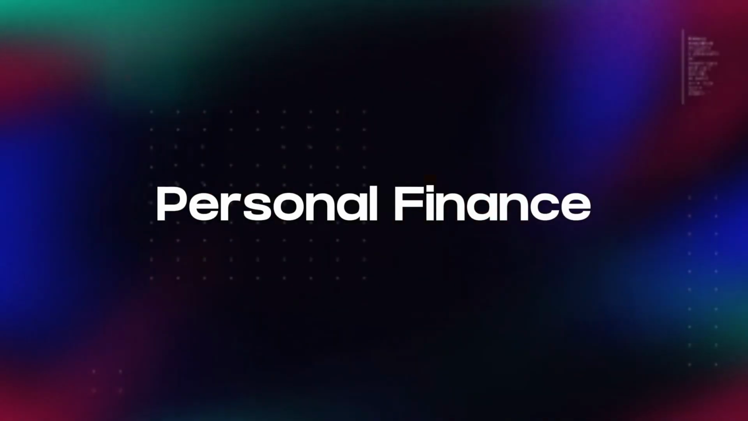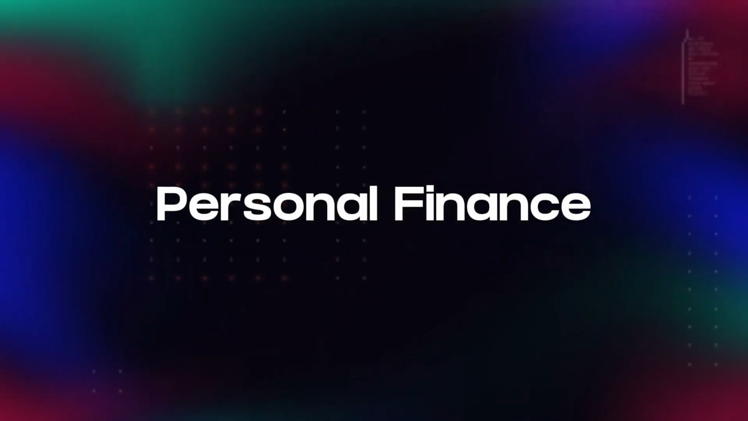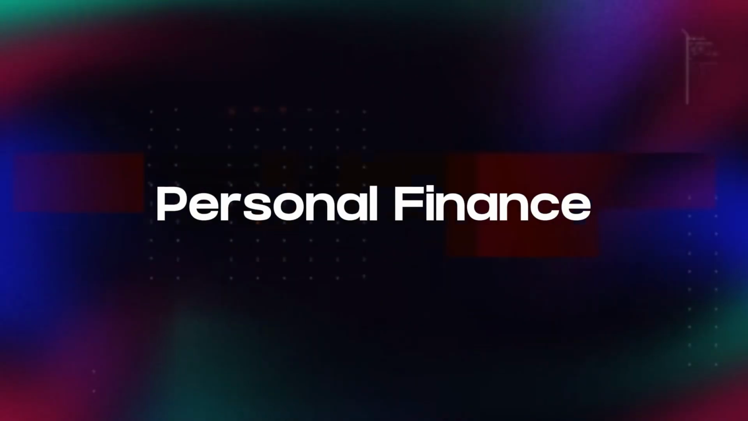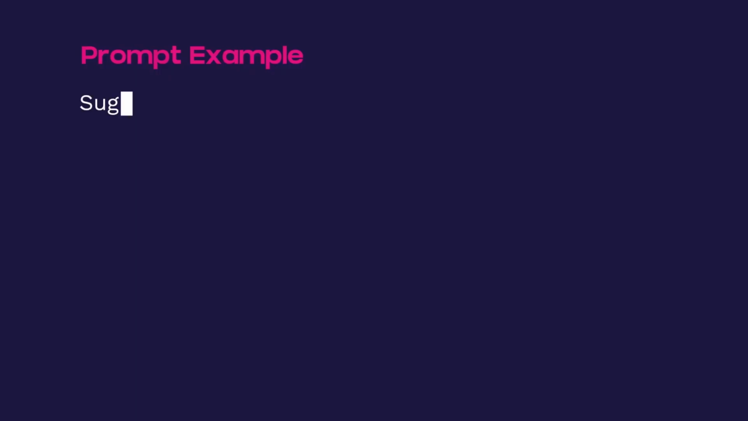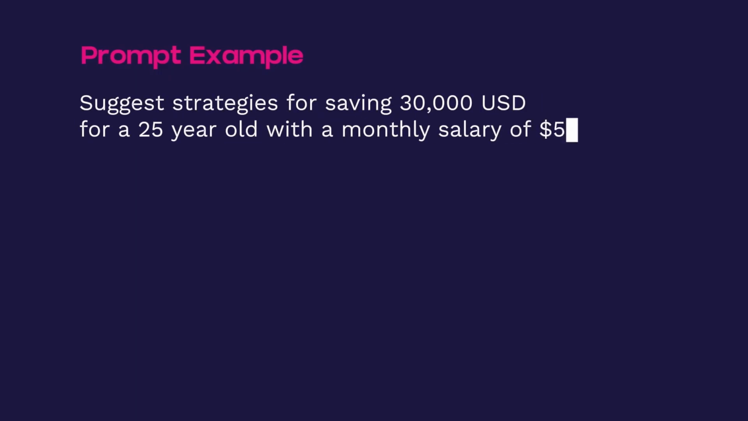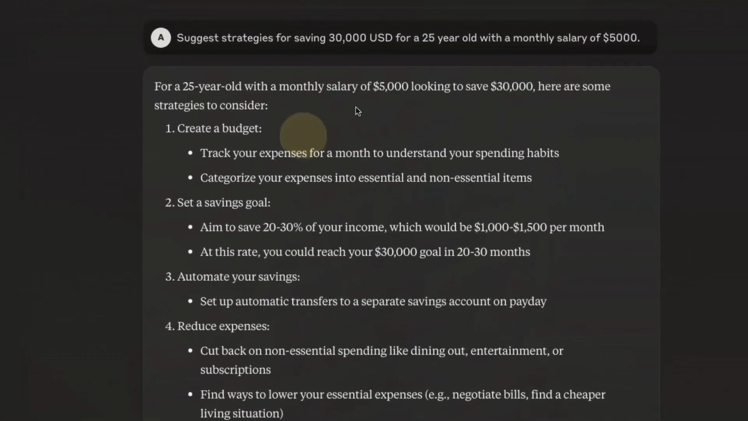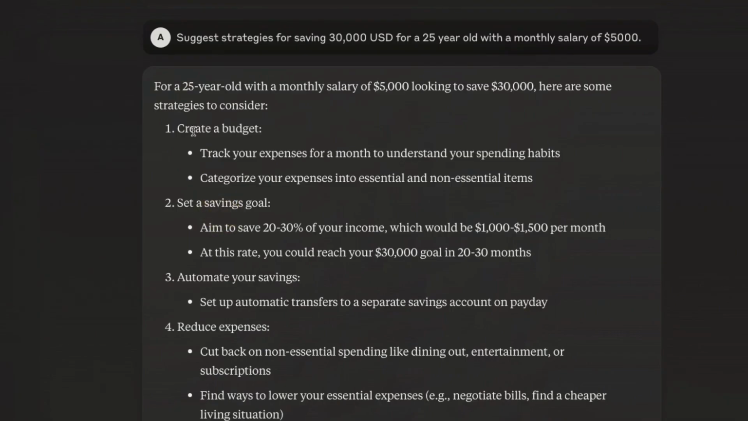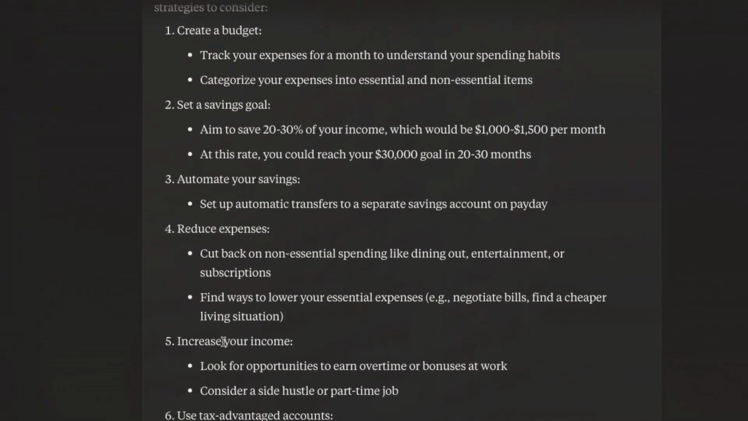Then there's also the use case of people using Claude to act as a financial advisor of some sort. So an example prompt here could be, suggest strategies for saving $30,000 USD for a 25-year-old with a monthly salary of $5,000. And then you can see the results here. Based off of these criteria, it will then give you some suggestions on what you can do to budget better.